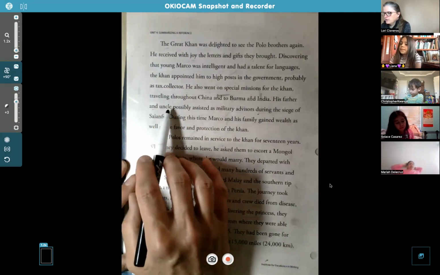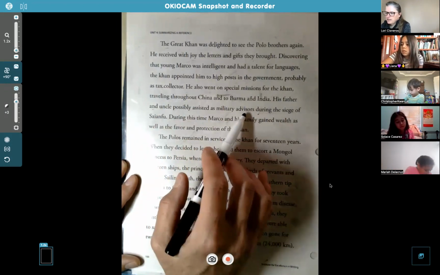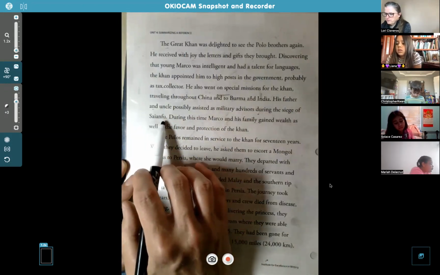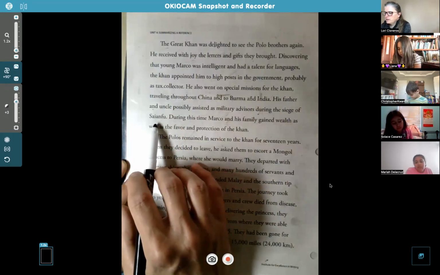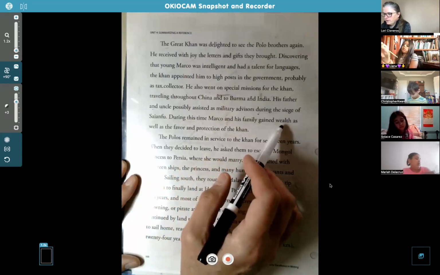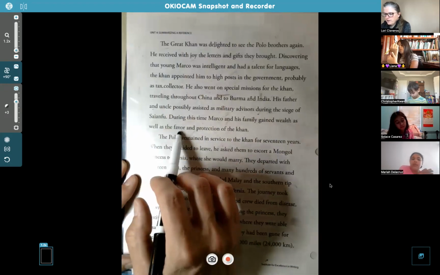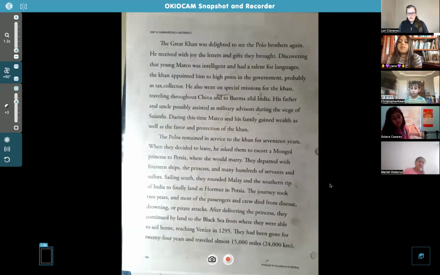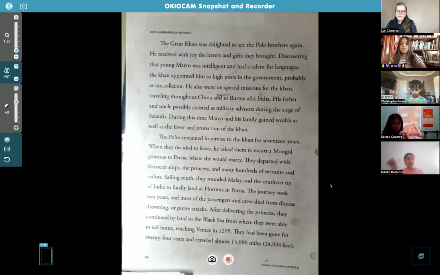He also went on special missions for the Khan, traveling throughout China and to Burma and India. His father and uncle possibly assisted as military advisors during the siege of Saianfu. I think that was one of the generals in the military. During this time, Marco and his family gained wealth, that's money, as well as favor and protection of the Khan. So they liked him. They really liked him. And he got favor, which means he probably got blessed with money and maybe a place to live. And then they trusted him, right?